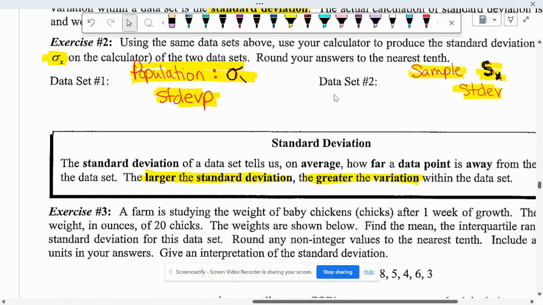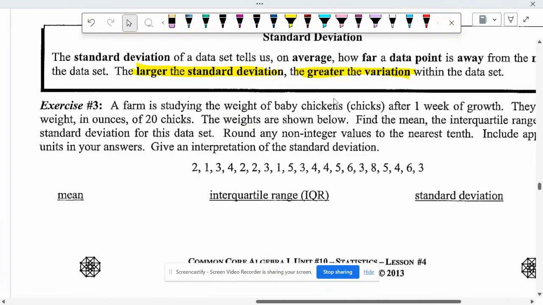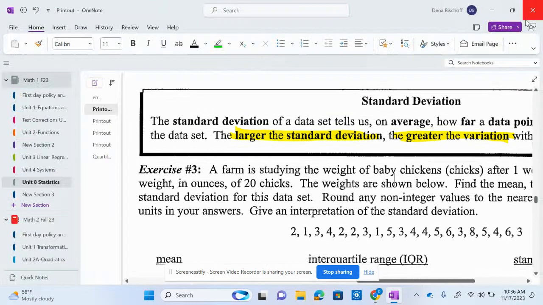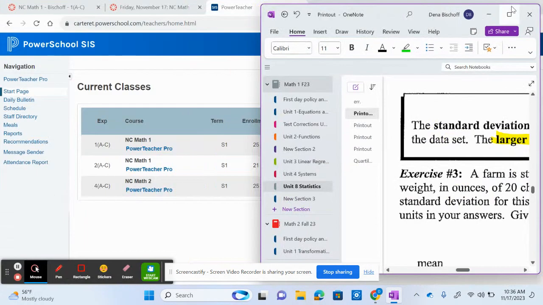A farm is studying the weight of baby chicks after 1 week of growth. They have their weight in ounces of 20 chicks listed below. We're going to find the mean, the interquartile range, and the standard deviation. I'm going to build this data set in Desmos. You can build this in Desmos or on your calculator.